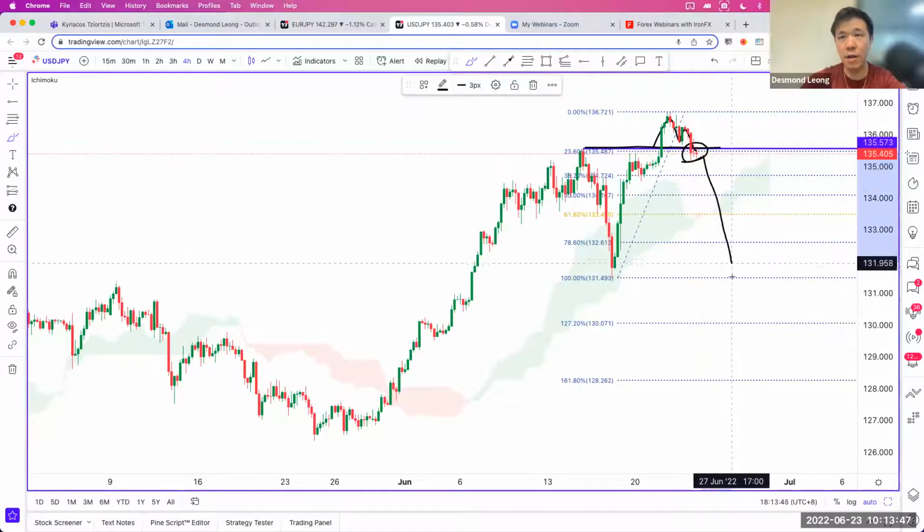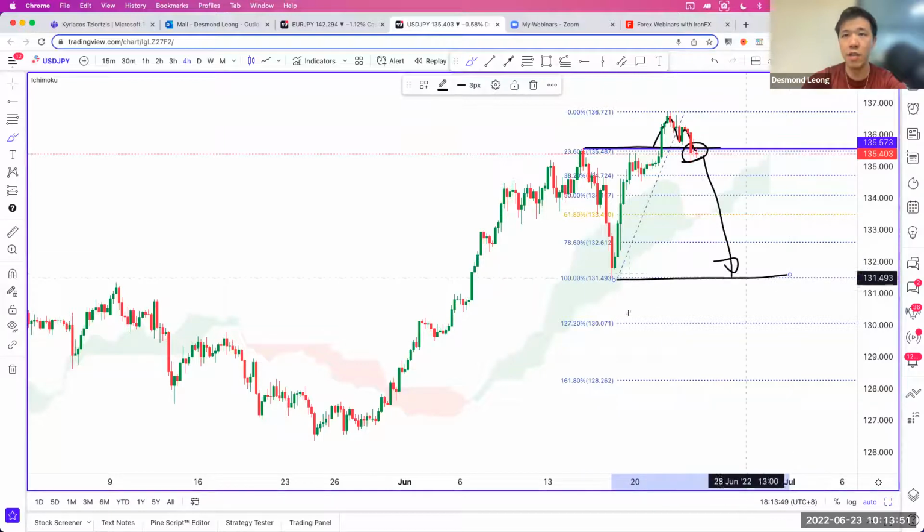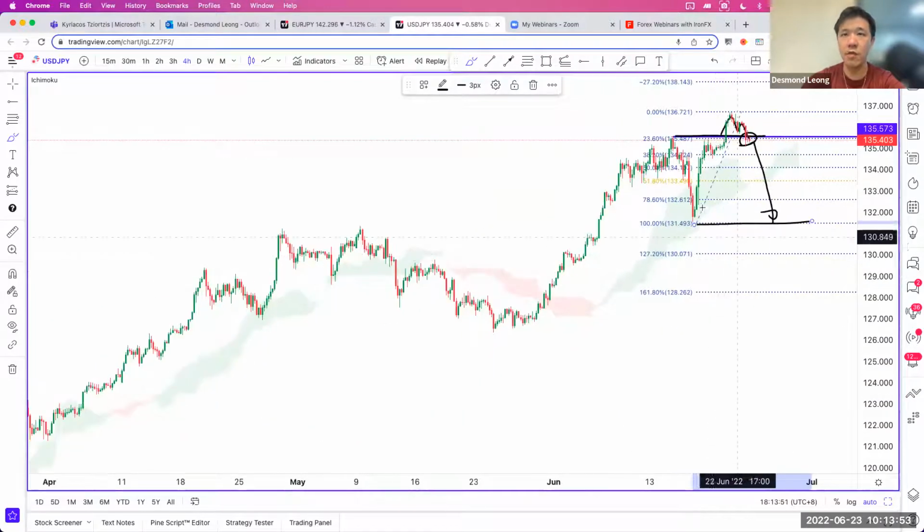As much as I want to play it all the way down to here, it would be a little bit foolish of me, because if you look at the Ichimoku cloud, there's a very strong cloud here. It's still above a pretty strong cloud around here. So I'm kind of limited by the downside I can play.